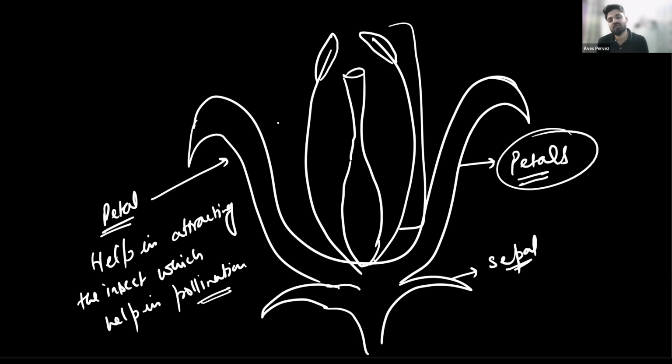Okay, but these are not the reproductive organs. Only the stamen and the carpel are the reproductive organs. You understood? Understood? Yes, sir. Okay.